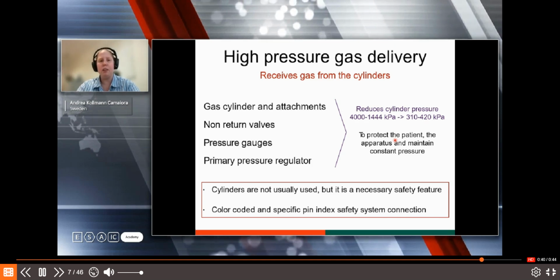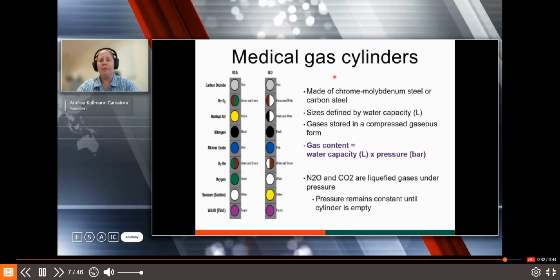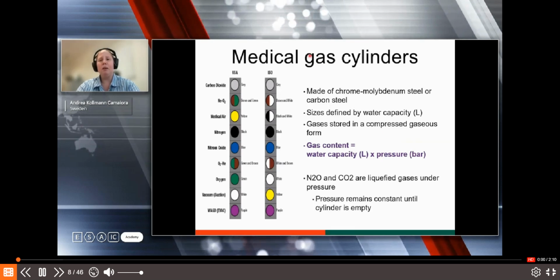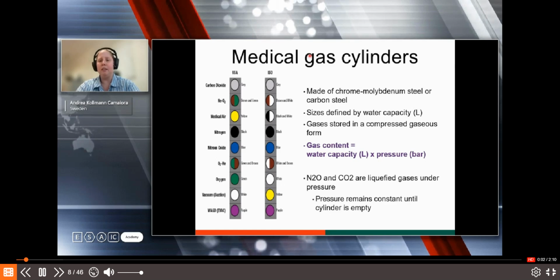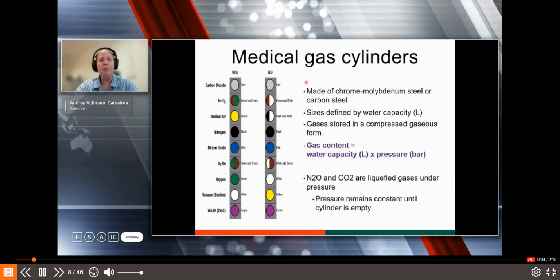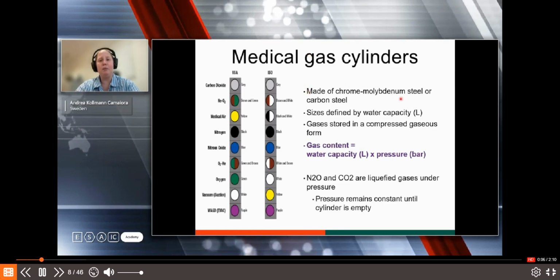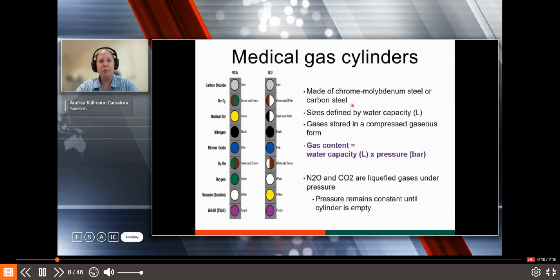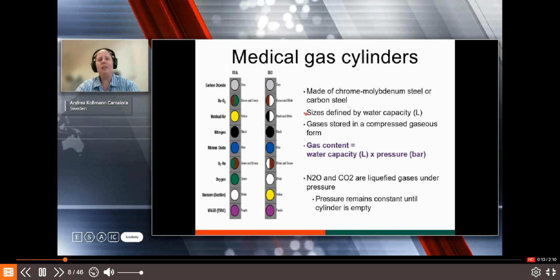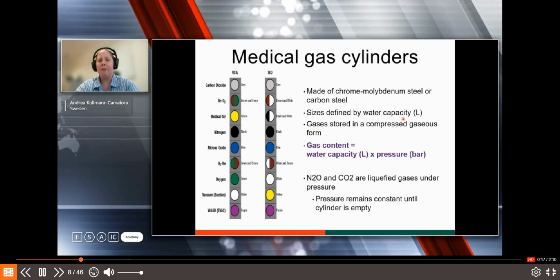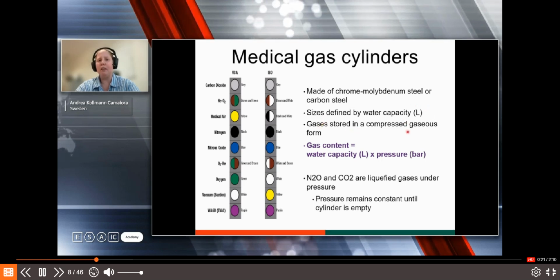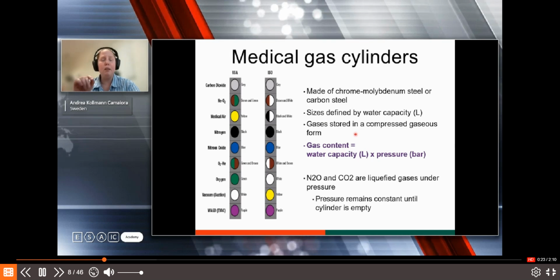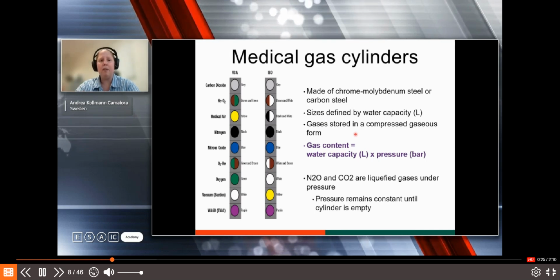What we usually use is the pipelines. But if we talk a little bit more about the cylinders, the things you need to know is that they are made of chrome molybdenum steel or carbon steel, and this has come up in the exam previously, that the sizes are defined by water capacity in liters. And this is super important. The gases are stored in compressed gaseous form, and we will go deeper into this during the physics lecture.